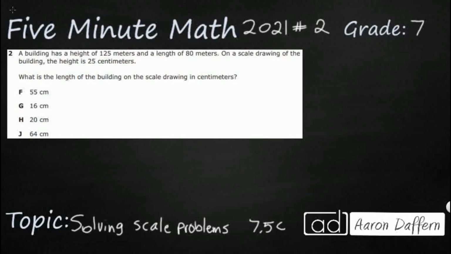Today we are looking at the 7th grade concept of solving scale problems. This is standard 7.5C in the great state of Texas, and we are using item number 2 off the 2021 released STAAR test. If you have not done so already, please go ahead and take a moment to pause the video, work this problem out on your own, unpause it, and then we will look at our answers together.